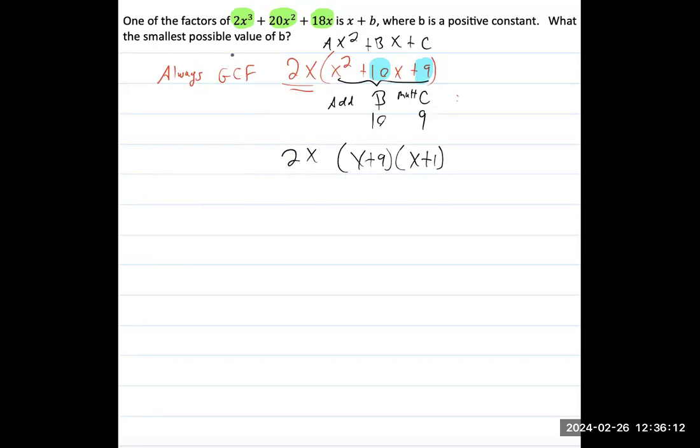And one of these factors is in a format of x plus b. And so these two are in a format of x plus some number. And they're saying b is simply the latter number in all of that. It's this number right here. So what is the smallest possible value of b? Our two choices for b are 9 and 1. So the smallest one is obviously the 1, and that's our answer.